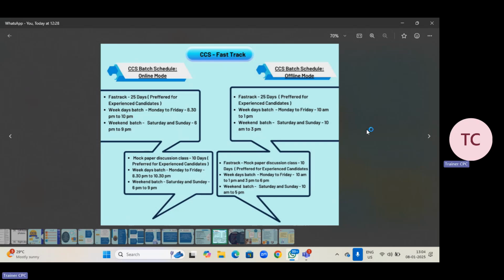And for the same fast track batch, we are having offline batches also. And for offline, also, you need to spend 25 days. Weekdays batch, Monday to Friday, 10 a.m. to 1 p.m. Whereas weekend offline means Saturdays and Sundays, 10 a.m. to 3 p.m.